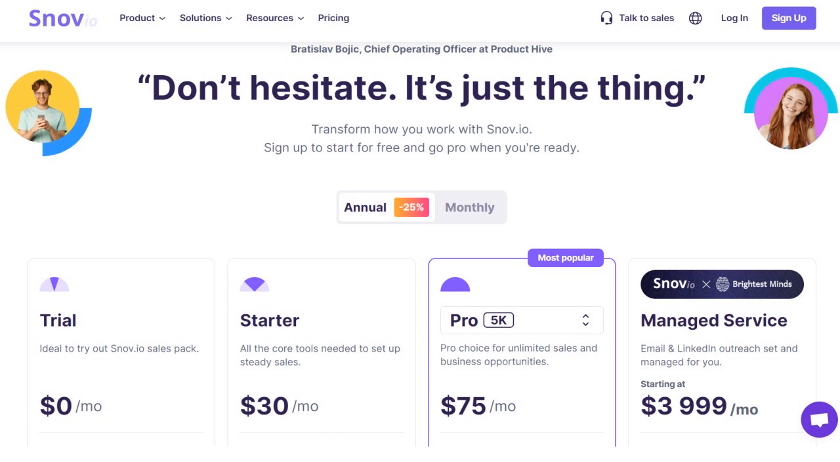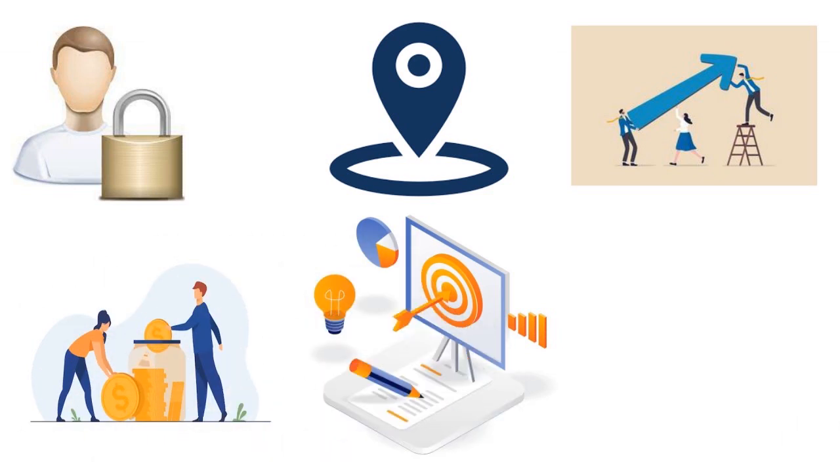So here we are speaking about $4,000 per month. All the costs I'm telling you here are prices per month. Of course, if you want to pay annually, you are able to save 25%. So that's really good. So when we talk about Snovio pricing and value for money, it really depends on what you're looking for.